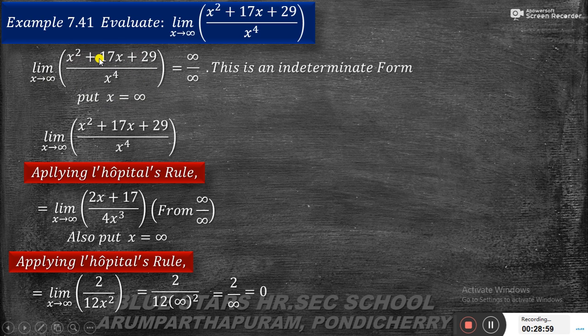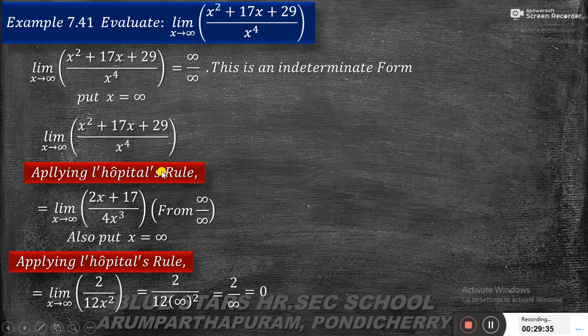So infinity square plus 17 into infinity plus 29 by infinity power 4. Infinity square is infinity, and addition, subtraction and multiplication with infinity give infinity, so we get infinity by infinity, which is the indeterminate form. So we apply L'Hopital's rule. Again I write the given limit: limit x tends to infinity, x square plus 17x plus 29 by x power 4, applying L'Hopital's rule.